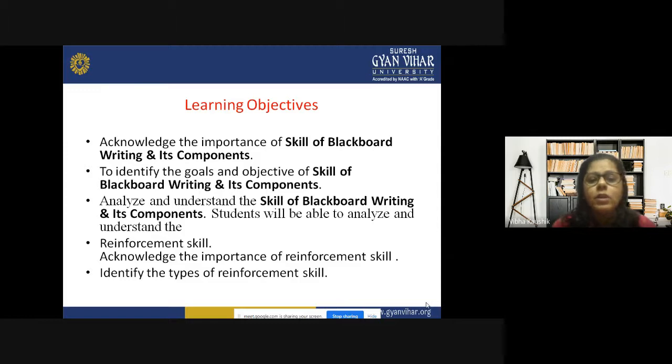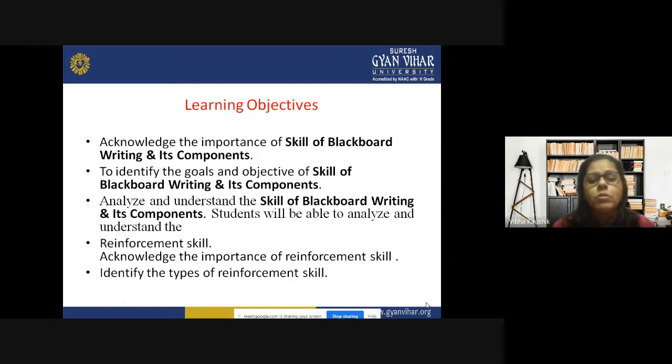Analyze and understand the skill of blackboard writing and its components. They will be able to analyze the skill of blackboard writing and understand the different components that are involved in it. Students will also be able to analyze and understand the reinforcement skill.